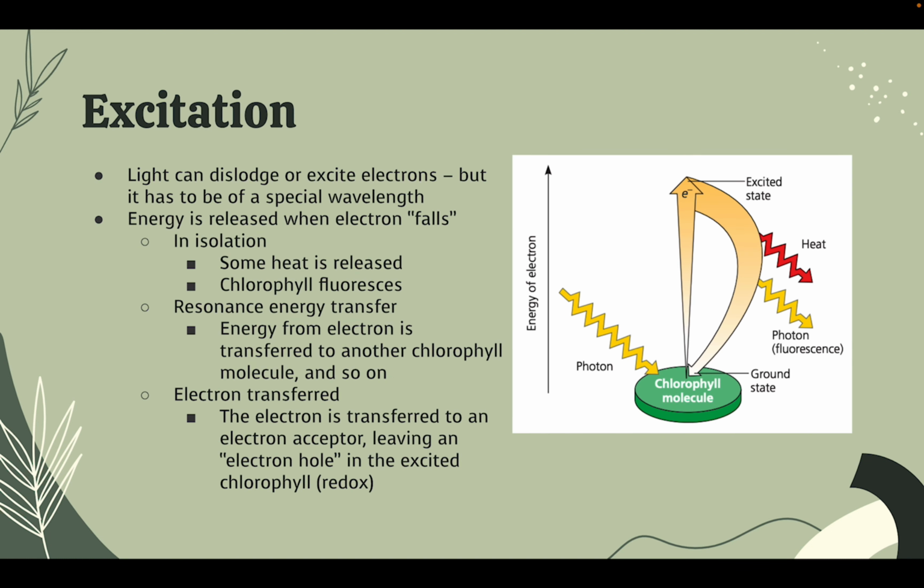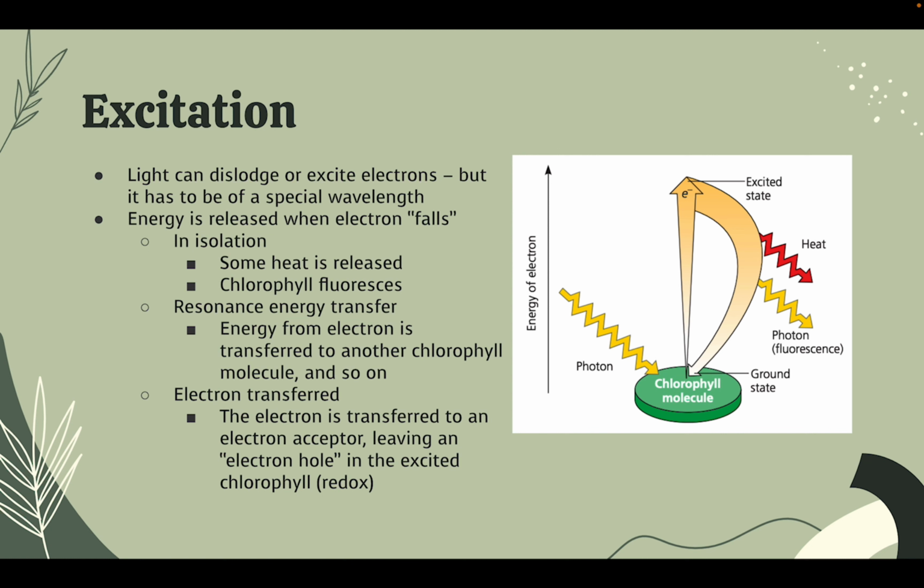So yeah, now we're on to the concept of excitation. Light, if you'll remember, has a certain amount of energy, and that is due to its frequency or wavelength. It can dislodge or excite electrons, but in order to do that, it has to be of an exact special wavelength that matches that electron.